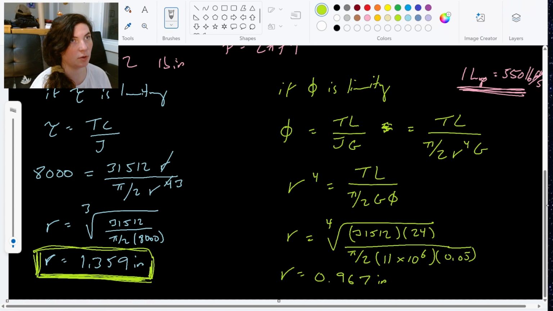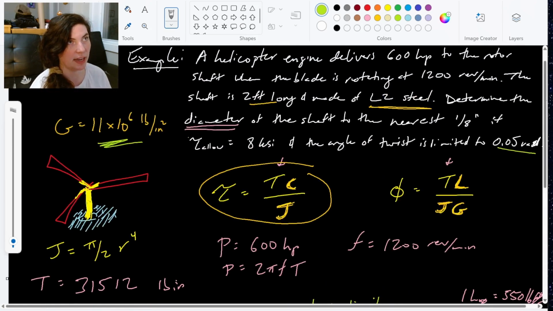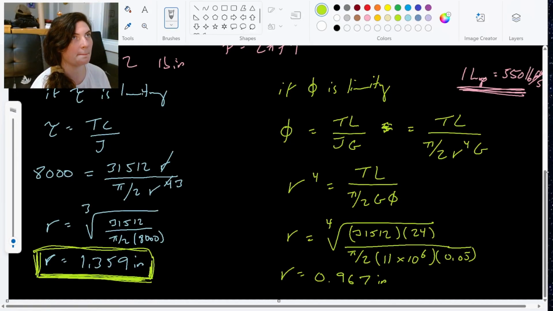But I didn't actually answer the question. I shouldn't have boxed that because I know they were looking for a diameter. Oops. Let's make a diameter to the nearest 1/8 inch, and then we'll have our actual answer. So again, our diameter is the same as 2r, so we double this. And that's going to give us 2.72 inches. And then it wants it rounded to the nearest 1/8 inch. So again, we have to go up higher because this is a minimum requirement.